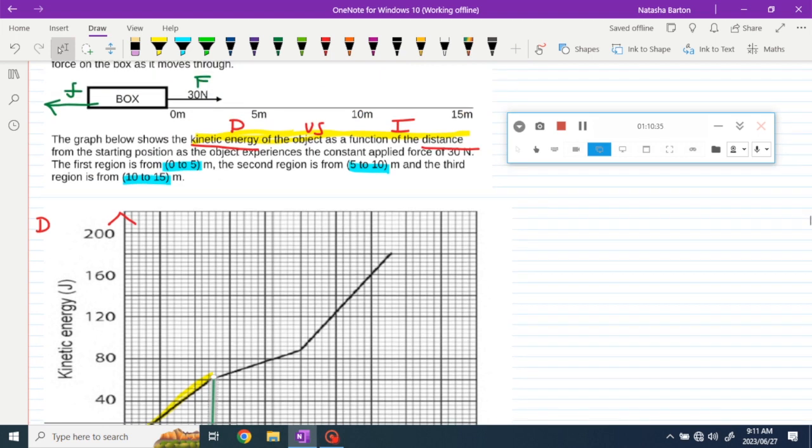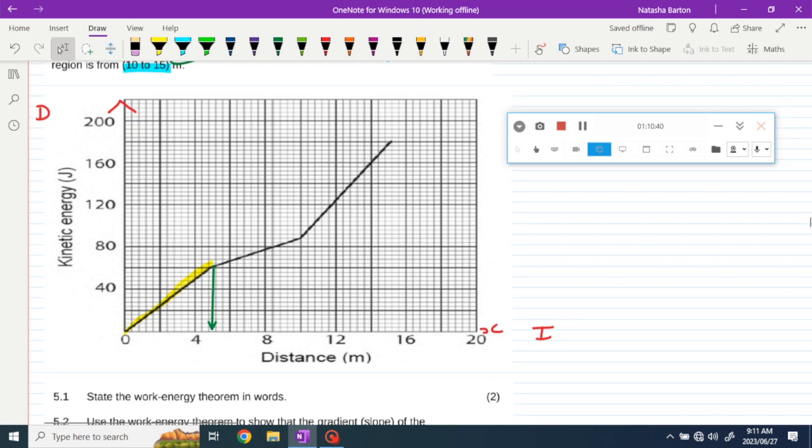They said the first region is from 0 to 5. So grade 12, it means this line ends at 5. Does that make sense? Okay. The next region, the one that I'm drawing in green, ends at a different point. If I were to draw a line from this point down, what number should I get? 10, because it ends at 10.